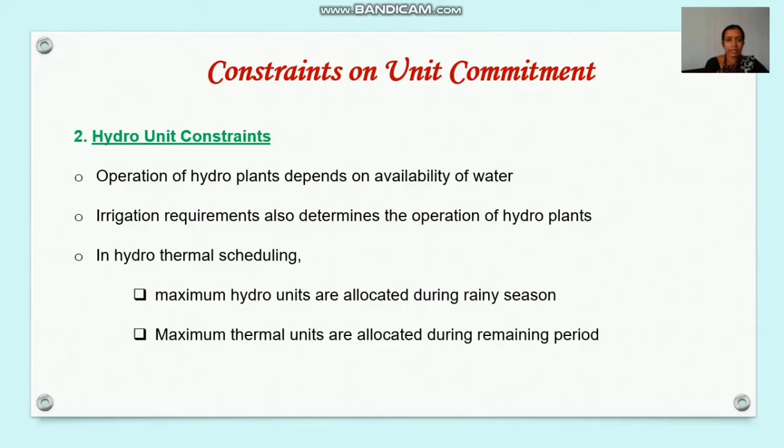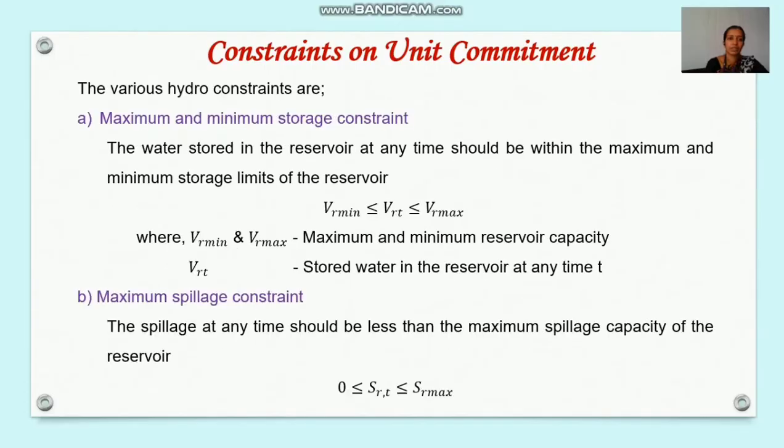So now these are the general points regarding a hydroelectric power plant. Now we have to see what are the constraints. So there are 4 constraints, very easy to remember. And the first one is maximum and minimum storage constraint. So this constraint states that the water stored in the reservoir at any time should be within the minimum and maximum storage limit of the reservoir. Right? അങ്ങനെ ആയിരിക്കണം അല്ലേ?